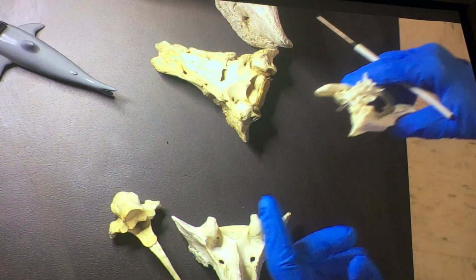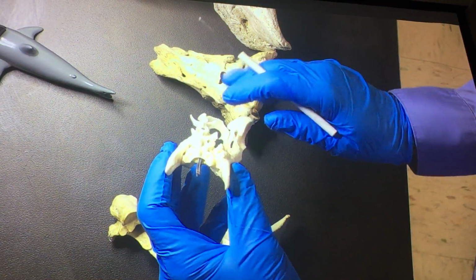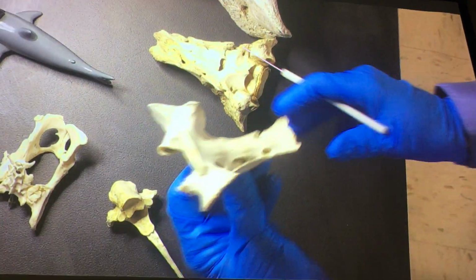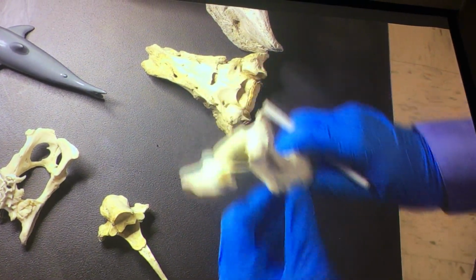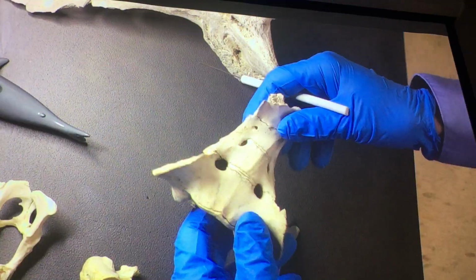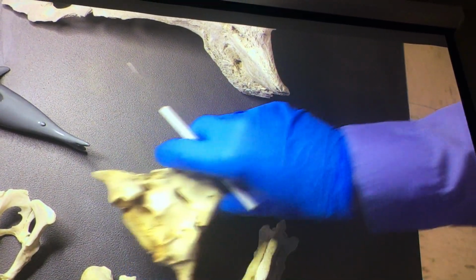A lot of times it's hard to see a lot of features on these teeny tiny little specimens. So sometimes it's helpful to get another specimen. This is a sacrum from a deer. Here we have one from a pig that I showed you before. And of course, here is a hamster.